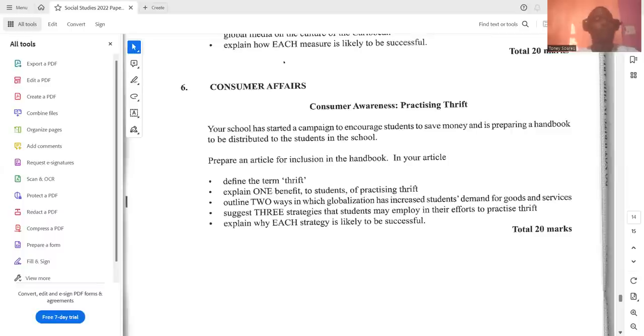Next says, outline two ways in which globalization has increased students' demand for goods and services, right? Globalization has increased demand for goods and services because globalization has created cheaper goods and services from all over the world. Before globalization, we may have been a little bit limited to our national country, so in our country, right? Sometimes things are so expensive, right?